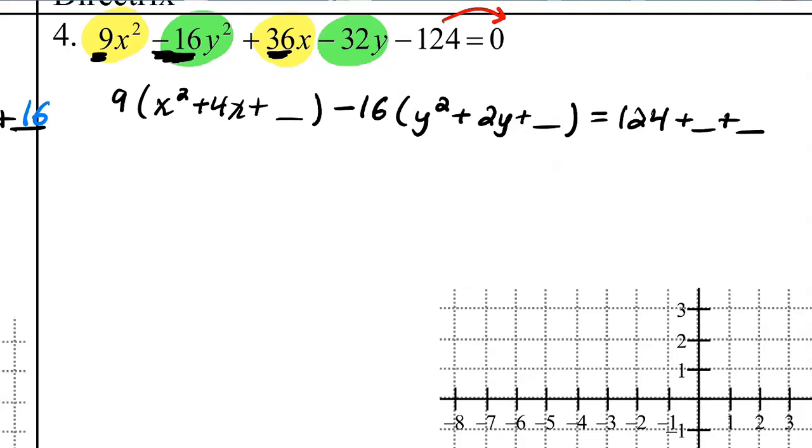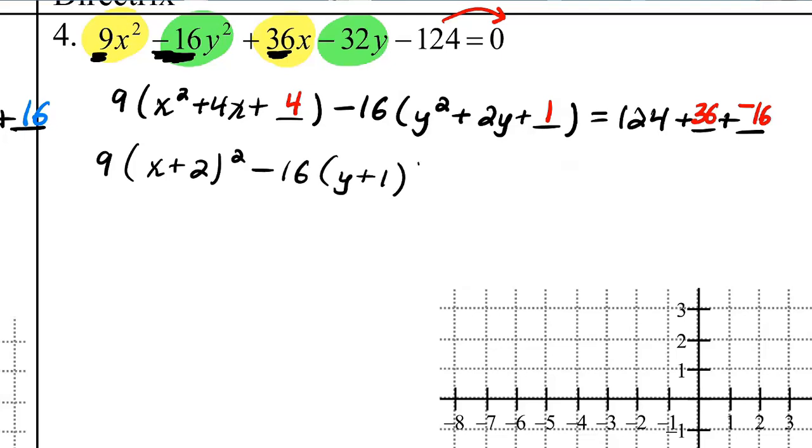I'd encourage you to pause the video and see if you can add the correct values to the right side of the equation. Okay, we would have a 4, adding 36 over here. We would add a 1, and we'd add a negative 16 over here. So we would get 9 times x plus 2 squared minus 16 times y plus 1 squared equals, and this would be a nice 144 again, like we had last time.